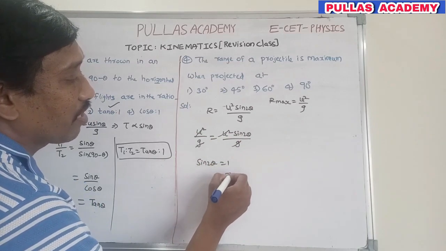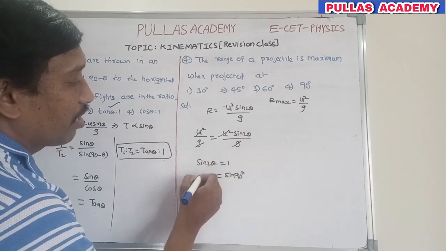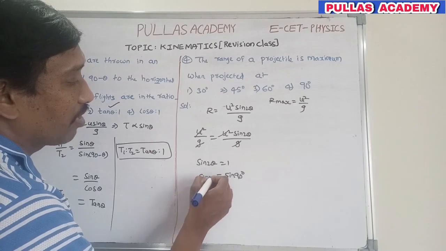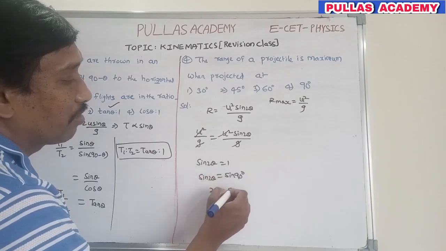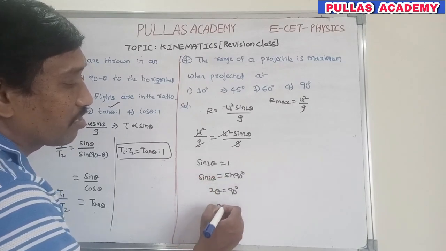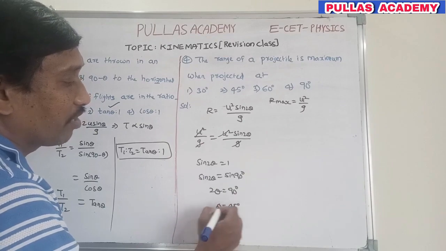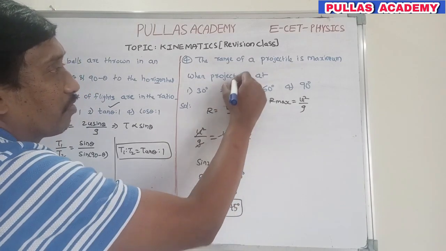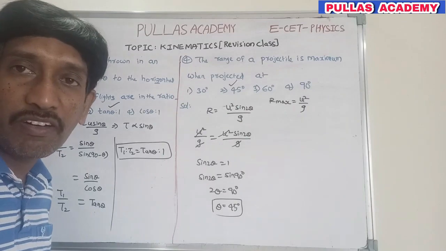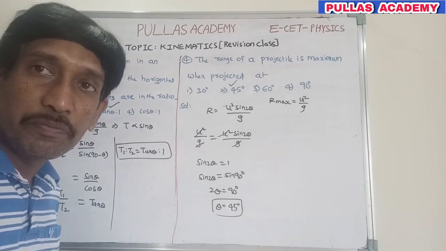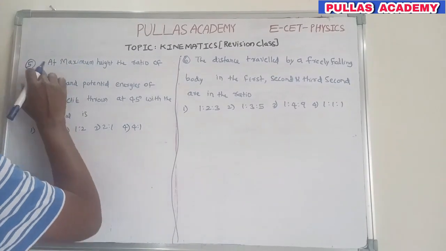1 is sin 90 degrees, and sin 2 theta is equal to sin 90. So 2 theta is equal to 90 degrees, and theta is equal to 45 degrees. So the answer is 45 degrees. This second option is the correct answer. That's it. Now the next question, number 5.